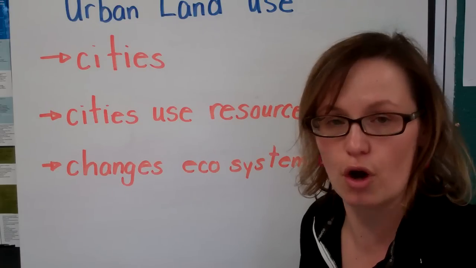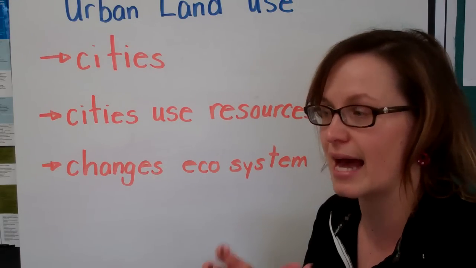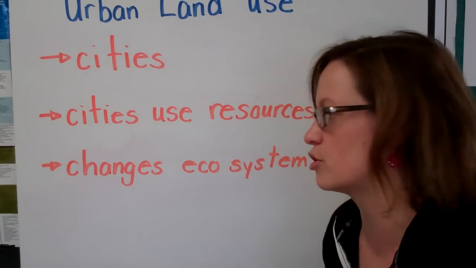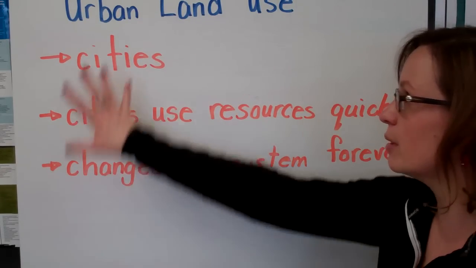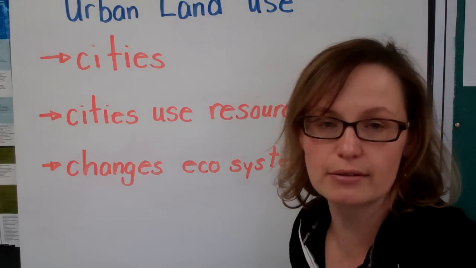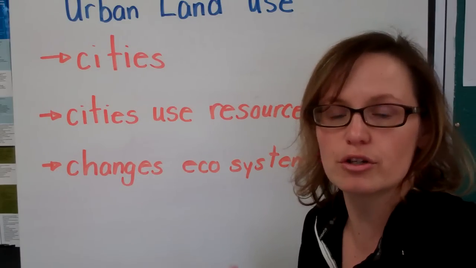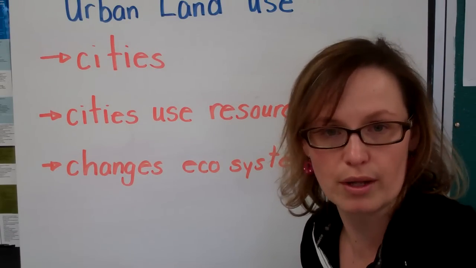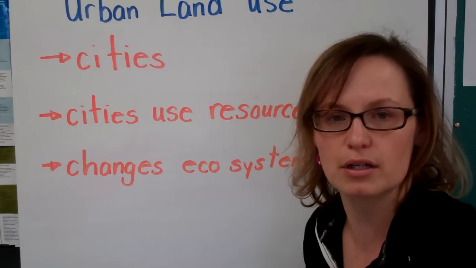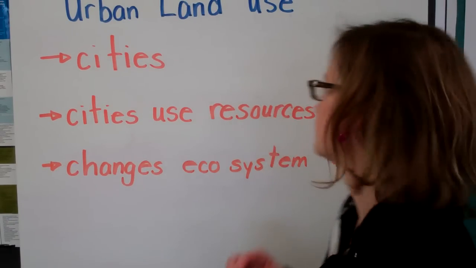The natural resources are often used up very quickly, the living space is used up very quickly, and that's how cities begin to grow through urban sprawl. And the urban land use changes the ecosystem forever. If we use downtown Toronto as an example, the original earth, the original land formations, the natural resources that were once there have been completely altered and we're not able to get them back to their original state.